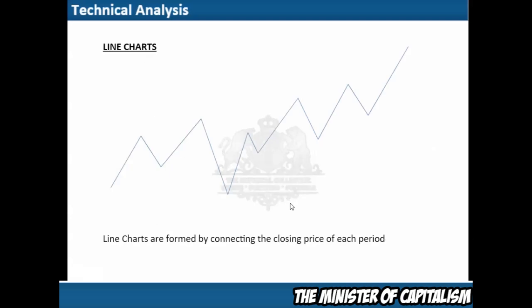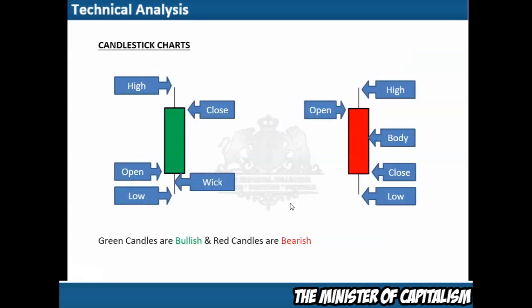Line charts are formed by connecting the closing price of each period. Here we've got some examples of candlestick charts. Green candles are bullish and red candles are bearish. By looking at the candlestick charts, you can get a lot of information. Here you see where the body starts. This is where it opened, and this is where it closed. Now the wicks show you the price action for the day. So you can see the low of the day drop down here and the high here.